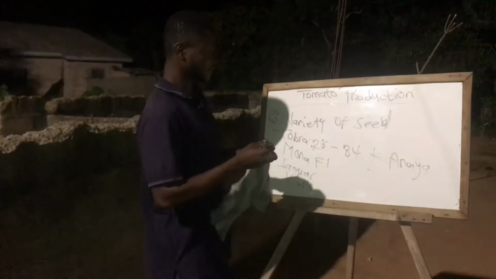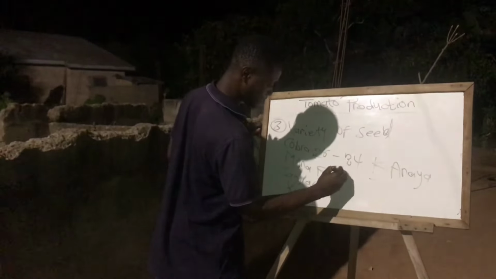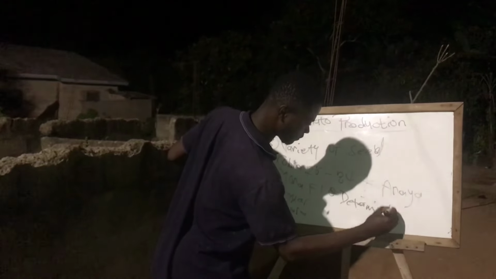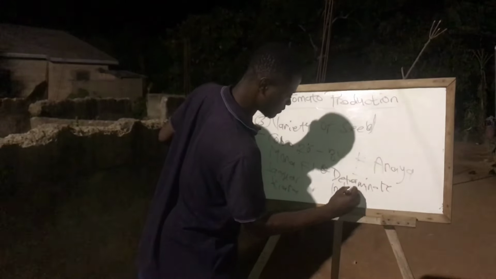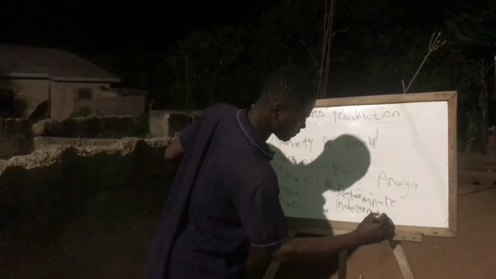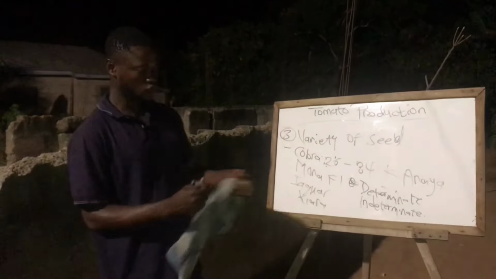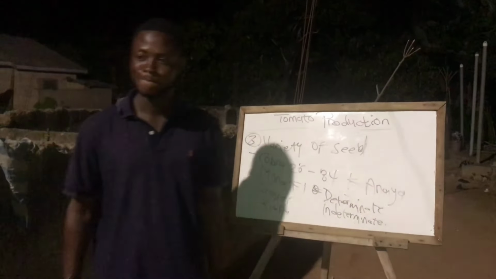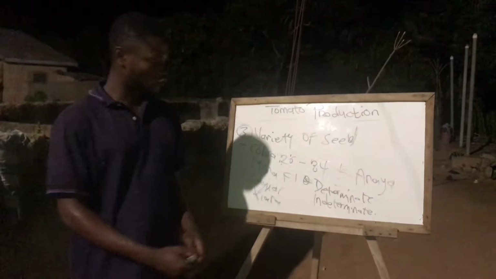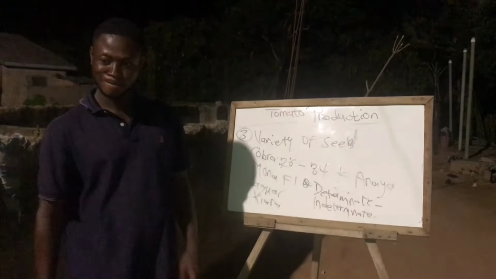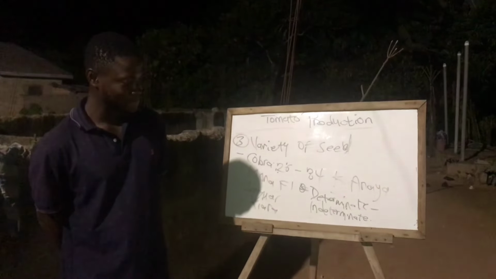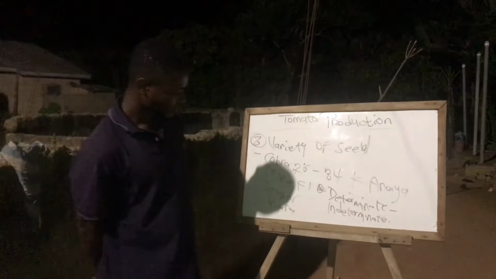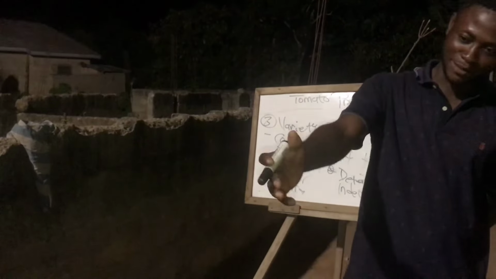We have the determinate and we have the indeterminate. Do you have any idea about these two? With the determinate, can you explain it to me? You can grow it in an open soil and then the indeterminate under a greenhouse. Thank you. That's one of the typical examples you can give.